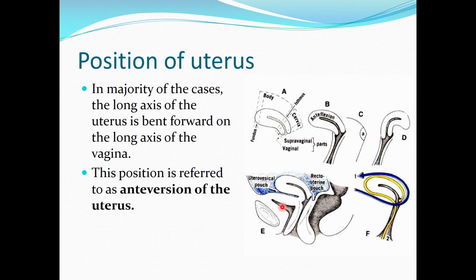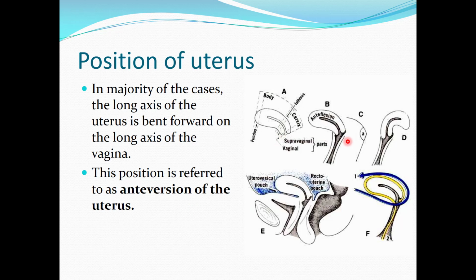Now, what is the position of the uterus? In the majority of cases, the long axis of the uterus is bent forward on the long axis of the vagina. This position is called anteversion. Anteversion means the long axis of the uterus is bent forward, or anteriorly, on the long axis of the vagina. This is the normal position of the uterus.